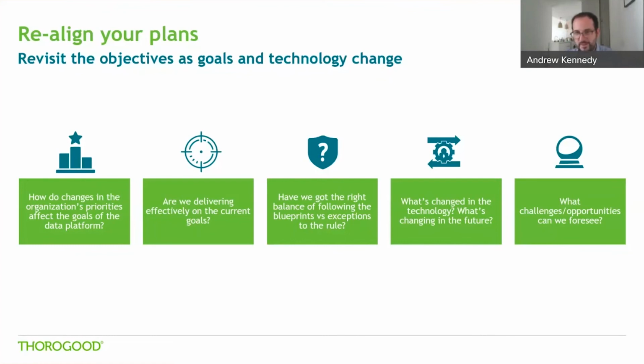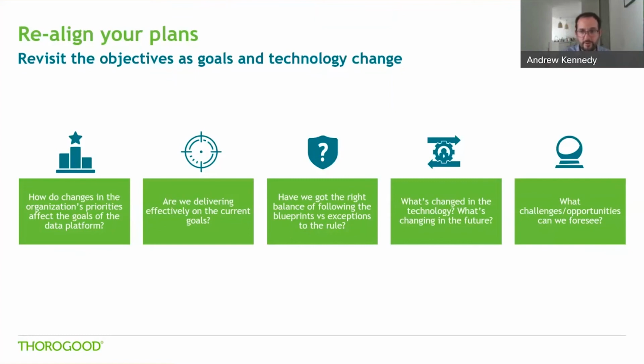Each time you do it, there are some things here on the screen to help you think about that replan and what you need to take into account. I'll just go through these quickly. How do changes in the organization's priorities affect the goals of the platform? We know that the priorities of the organization were a really big driver of how we designed it in the first instance. So if those change, we need to do some level of reevaluation to bring things back in line.